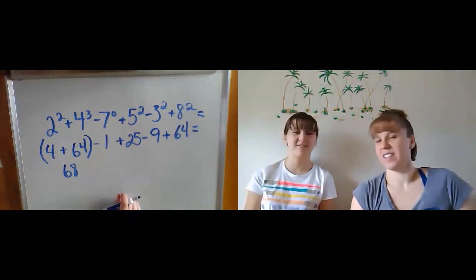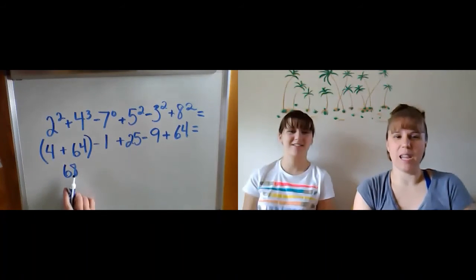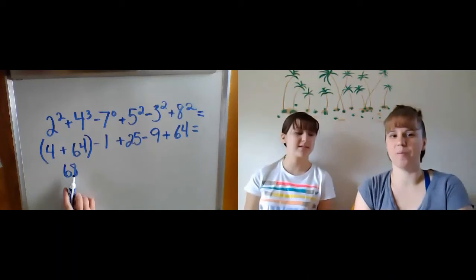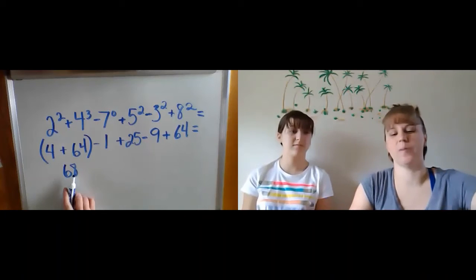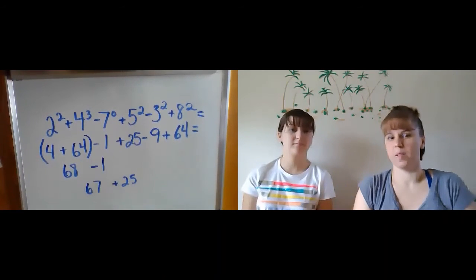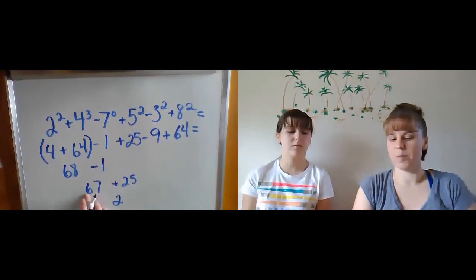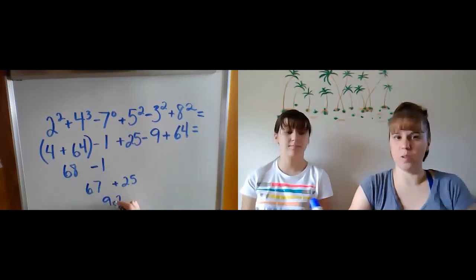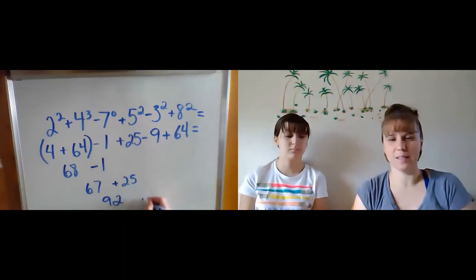It's just my hands. So 4 plus 64 was 68. And then we're going to take away 1. What is 68 take away 1? 67. And then we're going to add 25. 7 plus 5 is 12. 6 plus 1 is 7, plus 2 is 9. 92. Now we're going to bring down our negative 9, or subtract 9. 92 minus 9.